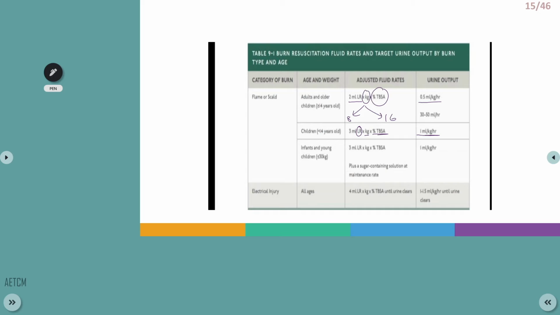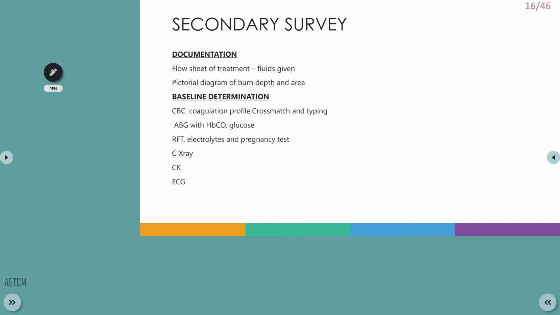And in case of electrical injury, in all ages, the formula is 4 ml into body weight into the patient's total body surface area, and the urine output target is also a little bit high, 1 to 1.5 ml per kg per hour until urine clears. So this is how to resuscitate the volume.